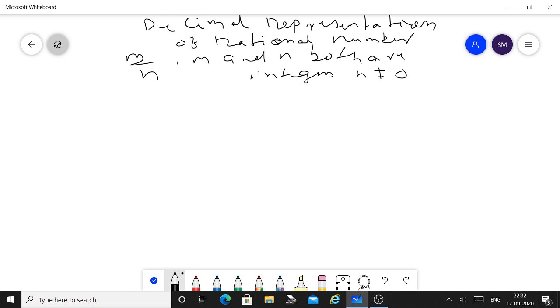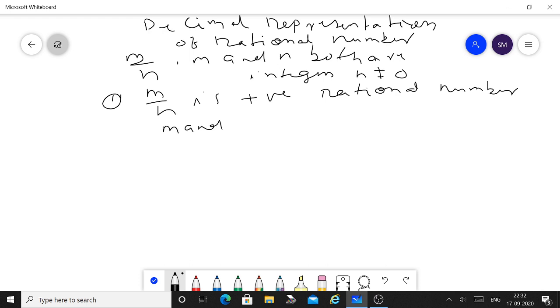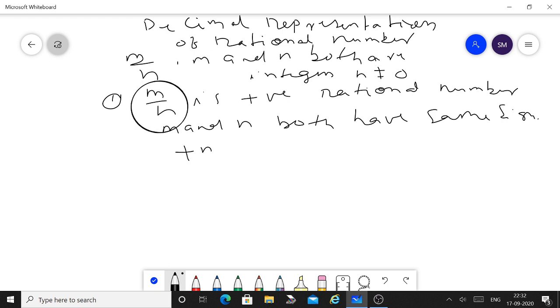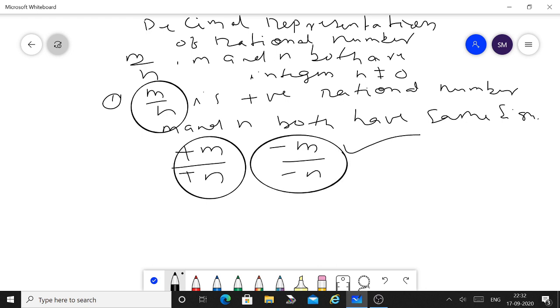Suppose m by n is a positive rational number. When is it a positive rational number? When m and n both have the same sign. Meaning, if m is positive, then n must be positive. If m is negative, then n must be negative. These are positive rational numbers.